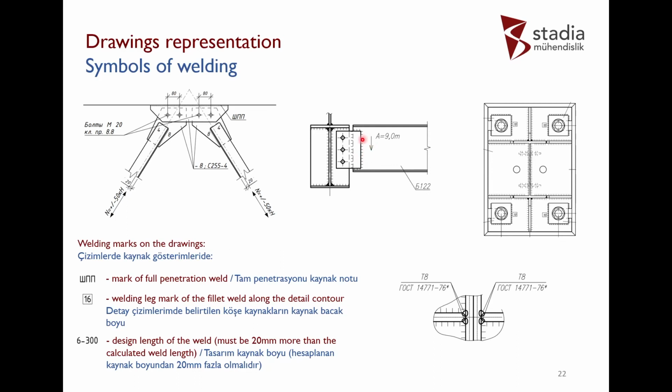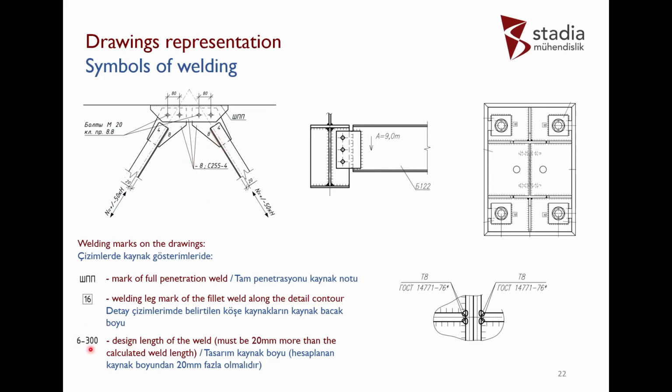It will mean that all this welding on the contour should be 8 millimeters, or 16 millimeters, doesn't matter. And this sign is for the calculated length of weld. For example, I calculate this brace for 20 or 50 kilonewtons, and this length must be 280 millimeters. And 8 millimeters leg of weld.